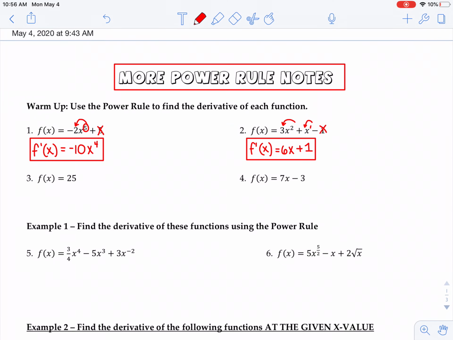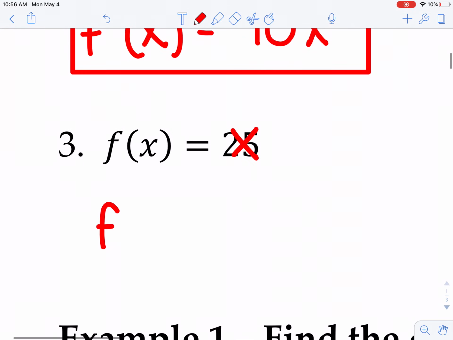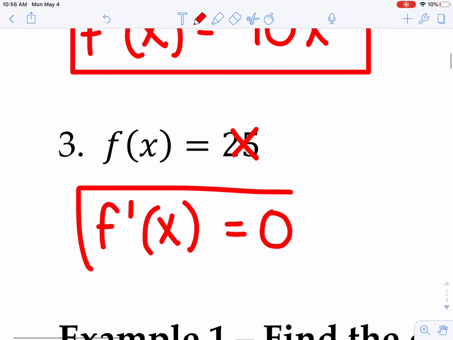Next example, number 3, is just a constant. Constants go away, but I do have to write something down. So for this one, I would just write 0.